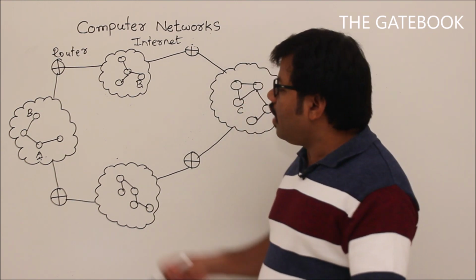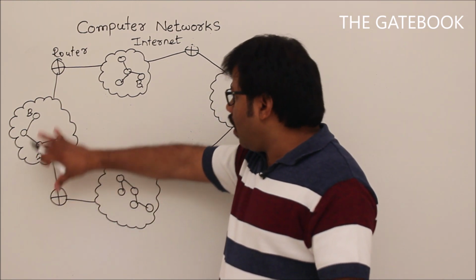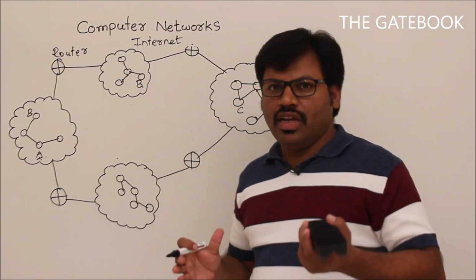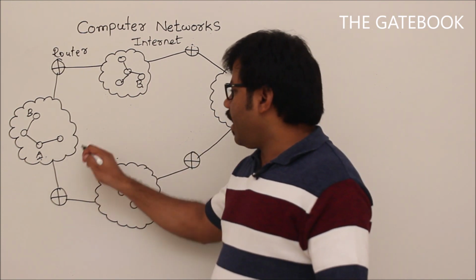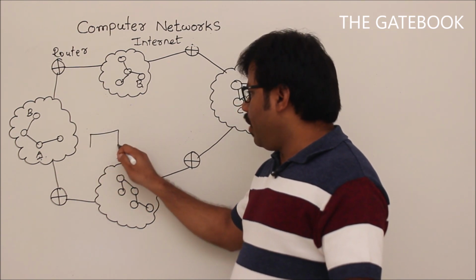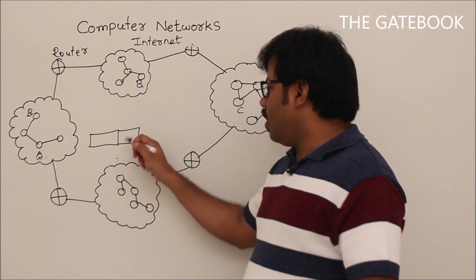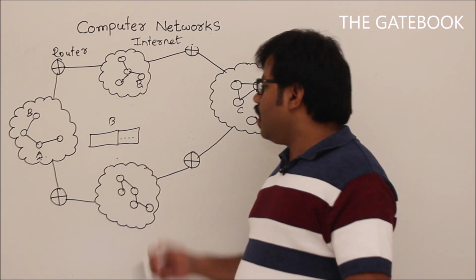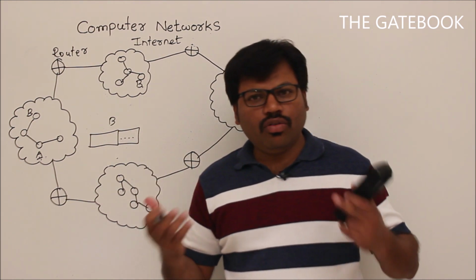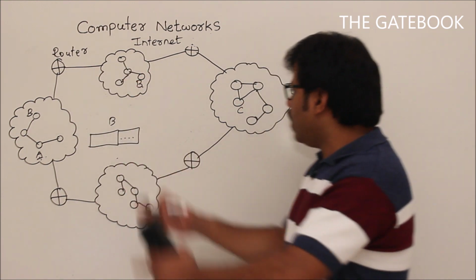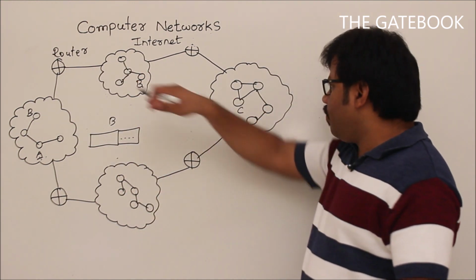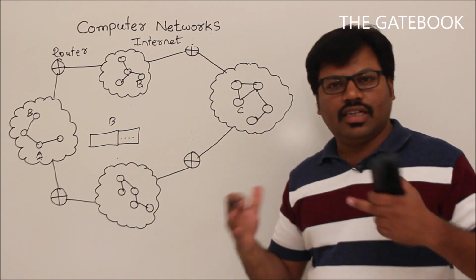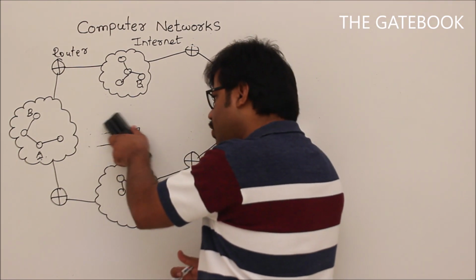And one more thing, let's say A knows all the MAC addresses of every computer which he wants to communicate with. But the problem, for example, let's say A writes a letter or a packet to B, and the MAC address is written here. Then who will forward it? How will the network know that this is the place where B is located, or this is the place where C is located? That's a problem. Someone has to do that job, right?